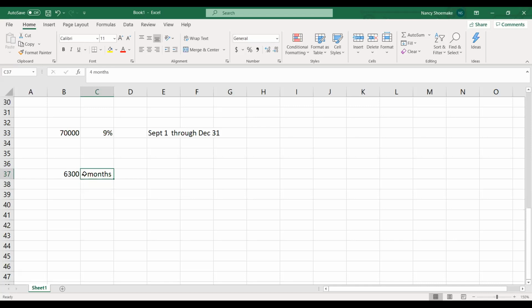Let me show it this way. This is 12 months of interest. But we need to show September through December what our interest expense is. So 4 months of interest would mean the 6,300, divide that by 3, or 2,100 for 4 months of interest.